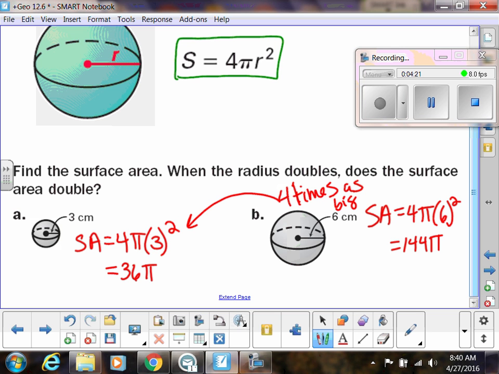And that's because surface area has units squared. So if I double one of those linear units, then I'm going to have to square that because it's going to be in units squared. So surface area always changes by the square of that ratio. So if I double the radius, then I'm going to quadruple that surface area.